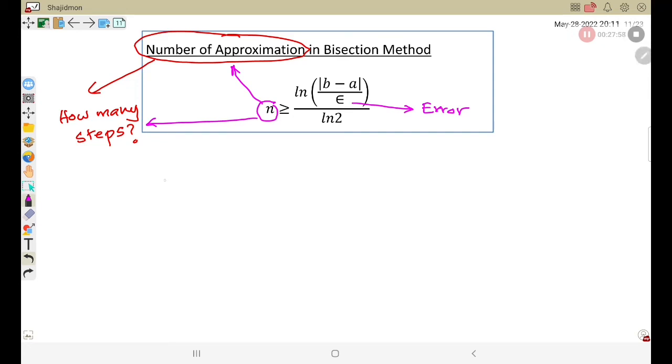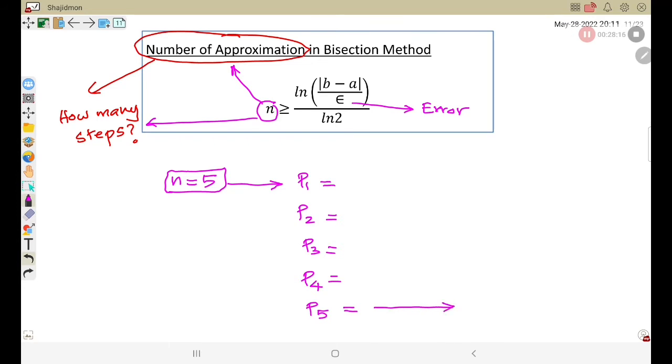For example, if you got n equal to 5, that means how many steps will the computer take for the solution? First the computer will calculate P1, P2, then P3, then P4, then P5. At the fifth step the computer will get a solution. This fifth step approximation, this number, we are calling the solution of the equation, or the x value, x equal to this number, P5.